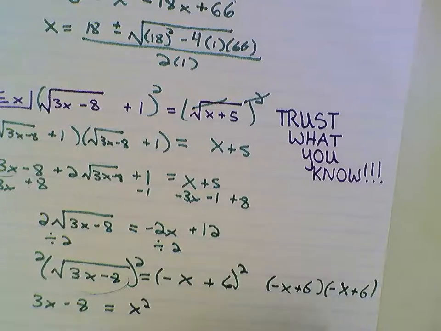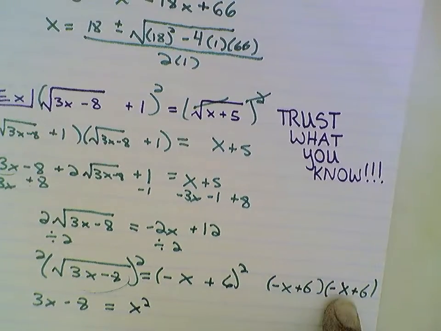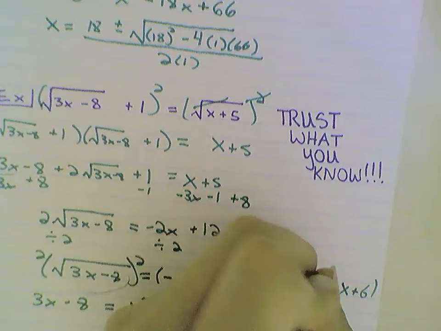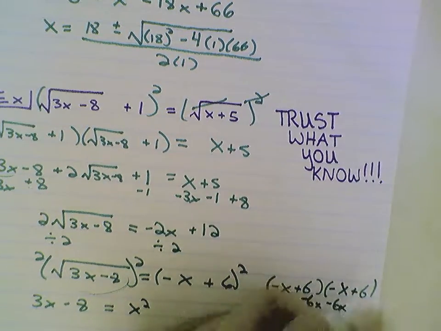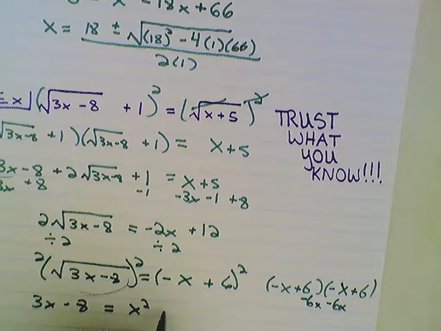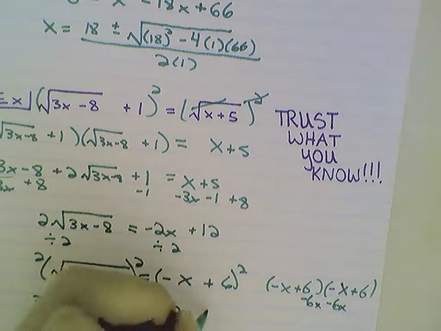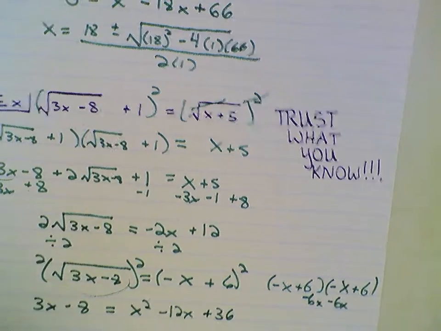We then take positive 6 times negative x, which is a negative 6x. But then we do the same thing with the outer, and we get another negative 6x. So our next term is actually negative 12x. And then we take 6 times 6, which is a positive 36.